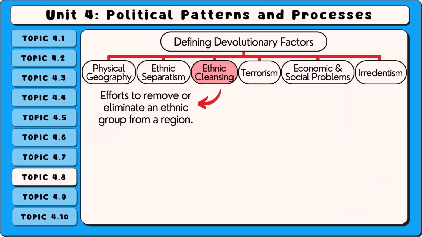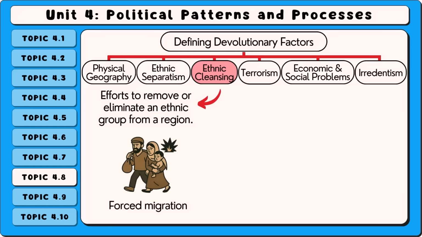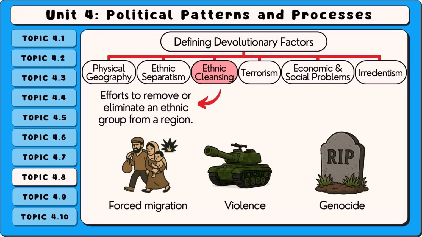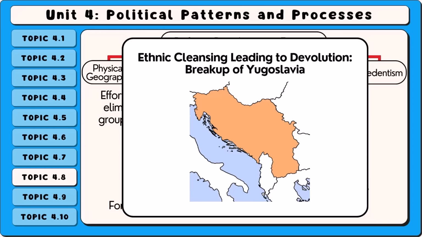Ethnic cleansing refers to efforts to remove or eliminate a specific ethnic group from a region, often through forced migration, violence, or genocide. This extreme action can split a country and cause lasting division. During the breakup of Yugoslavia in the 1990s, ethnic cleansing occurred as different groups fought for control. These acts shattered the unity of the former state and led to the creation of new countries.